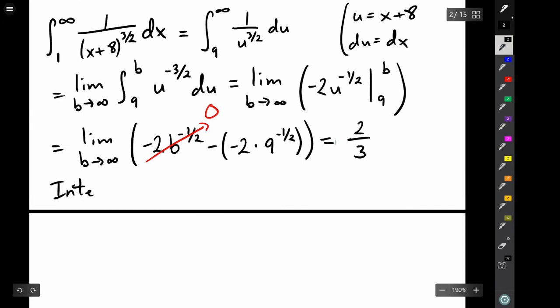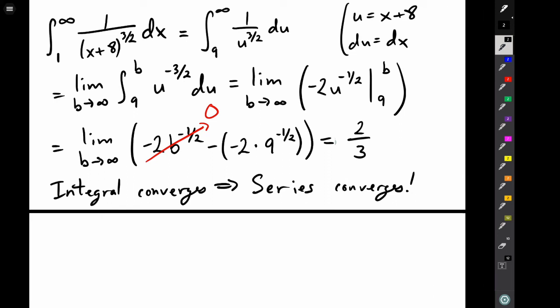So the integral converges, which implies that the series converges. Right? And that's that. Again, we're not going to know what it actually converges to. The value of that integral doesn't tell us what the value of the series is, but what we for sure do know is that it has to converge.